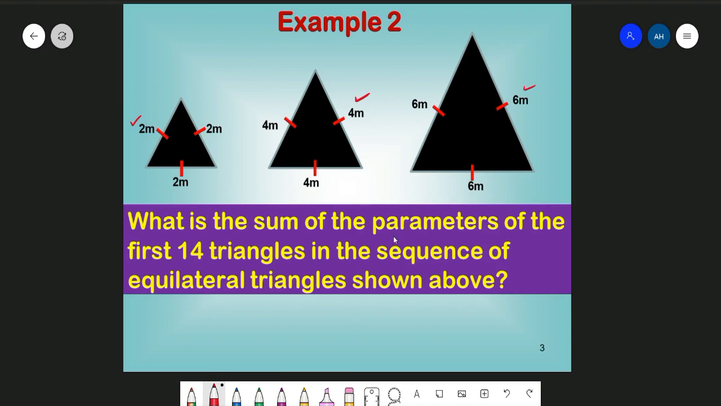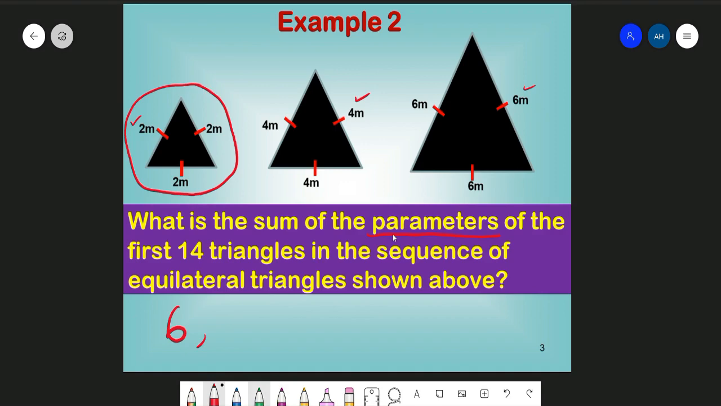So maybe we need to explain what we mean by perimeter, right? Perimeter is just the total sum of the lengths of the sides of a shape. For example, like the first diagram here, the perimeter is equal to 6, because 2 plus 2 plus 2 is equal to 6, or 2 times 3.